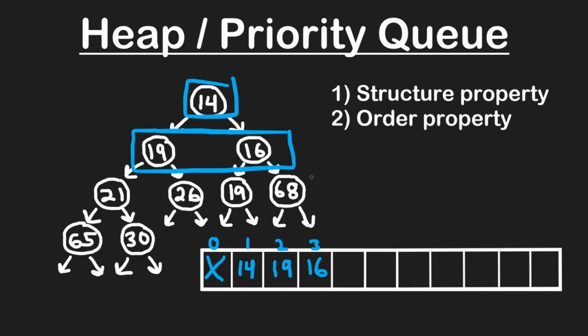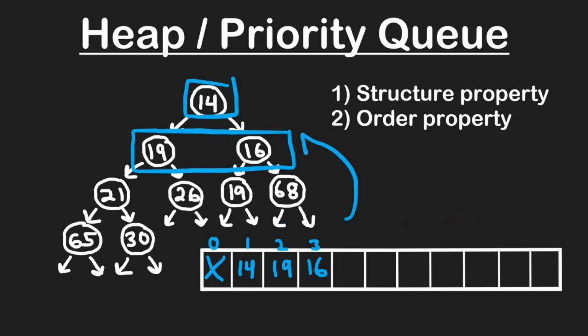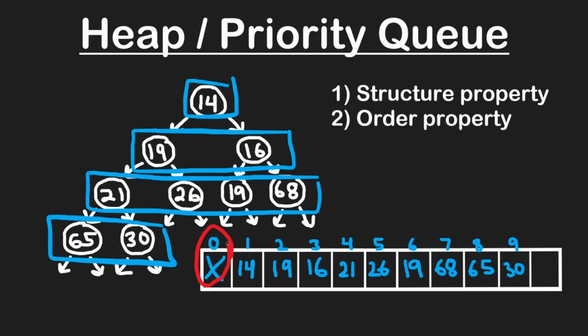Let's continue this, and then I'll show you what's the pattern behind it, and then we'll understand exactly why we use arrays rather than nodes and pointers. So filling in the next level, we have 21, which goes at index 4, 26, which goes at index 5, 19, which goes at index 6, and 68, which goes at index 7. And the last couple nodes we have 65 and 30. They're going to go in index 8 and index 9. So the main reason we skip index 0 is to get the math to work out. What do I mean by math?